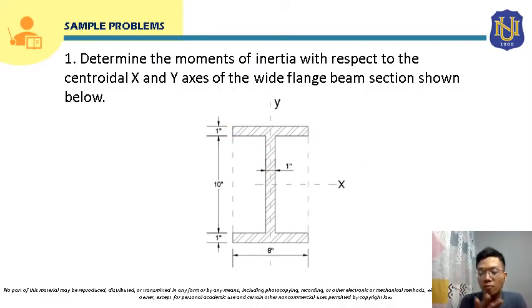This is actually a composite area, a composite figure. We can divide this composite area into three rectangles. This is the first rectangle, this will be the second rectangle, and this will be the third rectangle. To solve for the moment of inertia of this composite area, we have to solve for the moment of inertia with respect to the x-centroidal axis of each rectangle. This rectangle is just the same as this rectangle, so we can solve for one of these rectangles and just multiply it by 2.